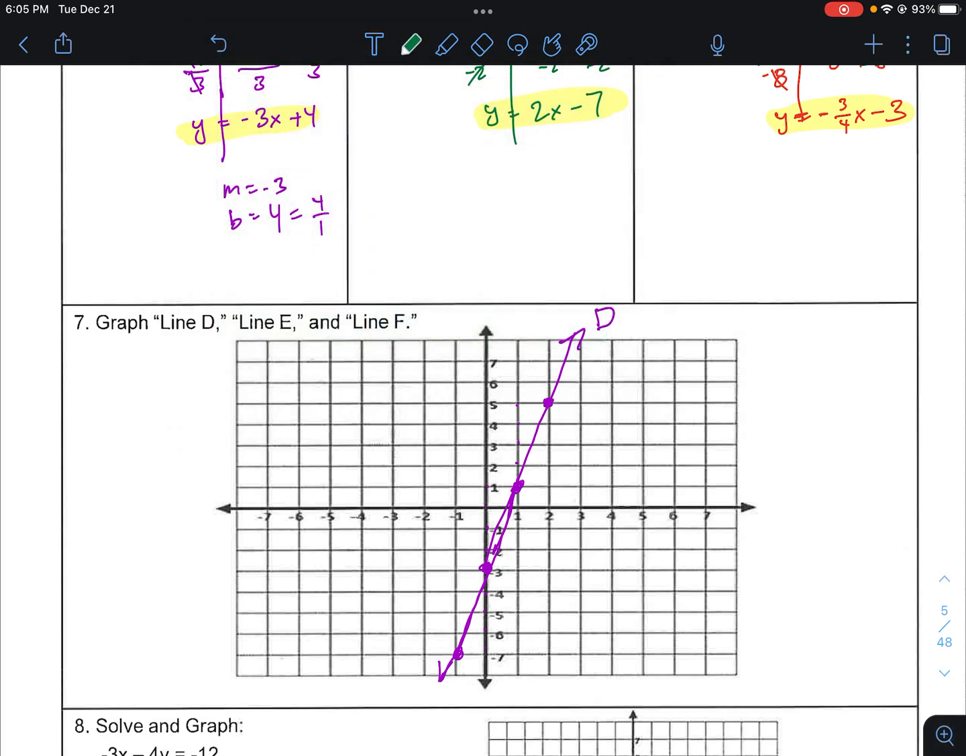Let's do line E. Our slope is 2. Our y-intercept, b, is negative 7. So we start off at negative 7. Our slope is 2, which is the same thing as 2 over 1. Rise 2, run 1, rise 2, run 1, rise 2, run 1, rise 2, run 1. It ends up looking like this, and that's line E.